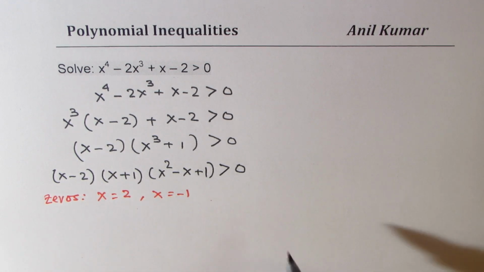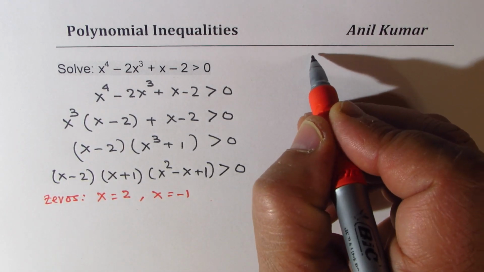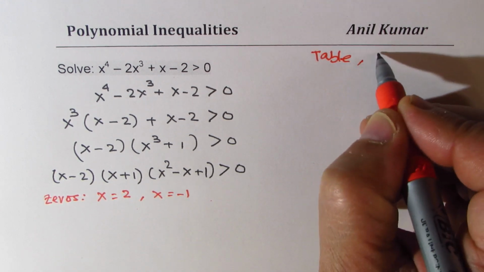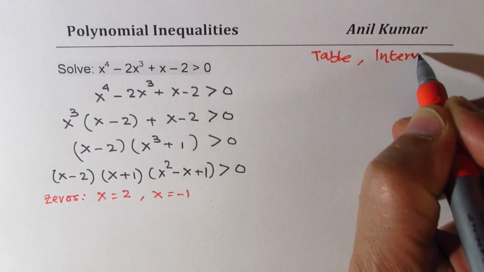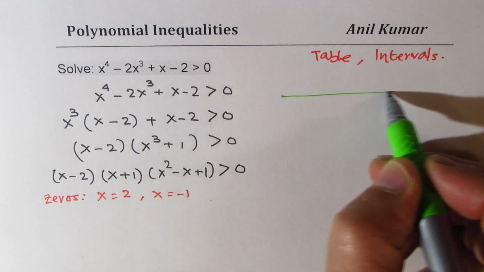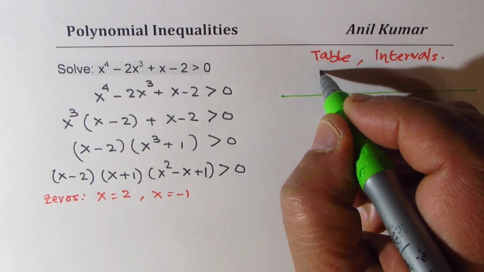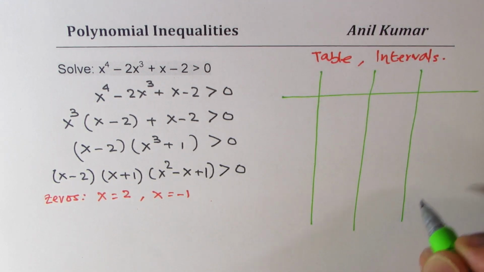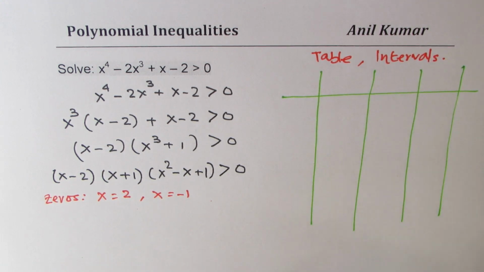So now we will apply a different method, which is we'll do inequality solving with table of values and intervals. Now this is another method. So what we do here is, looking into zeros, we know only at zeros the graph can change the sign. So we'll analyze the intervals which are formed because of these zeros.